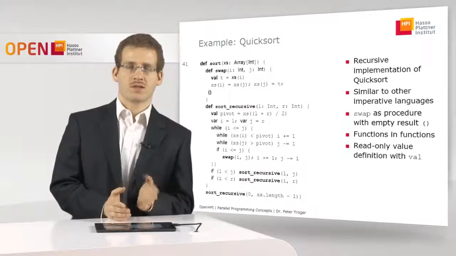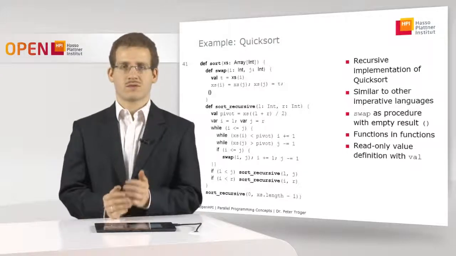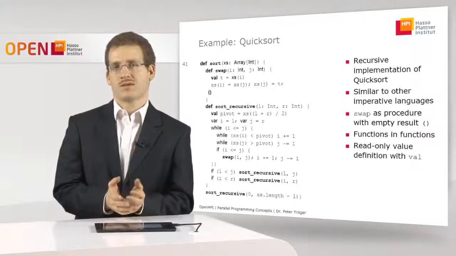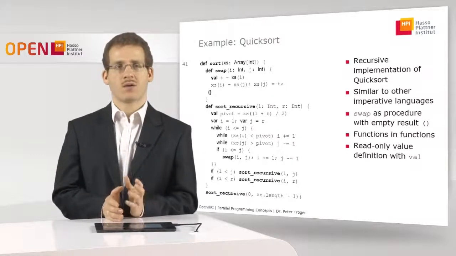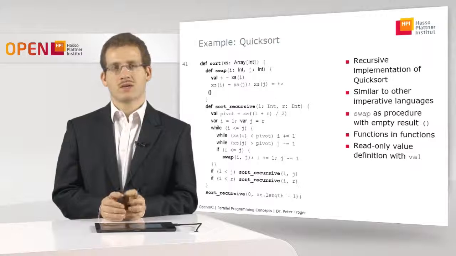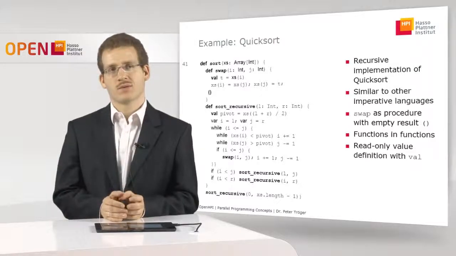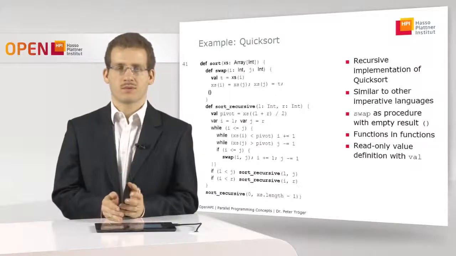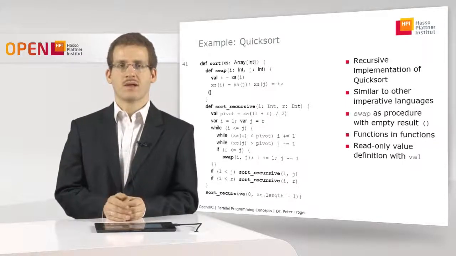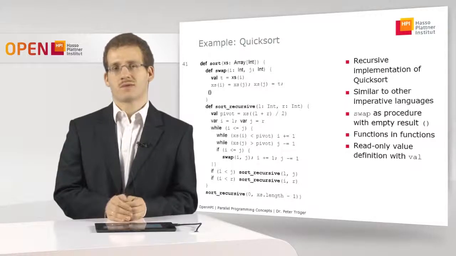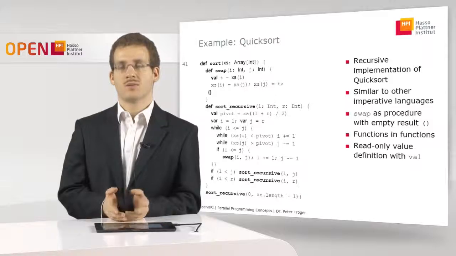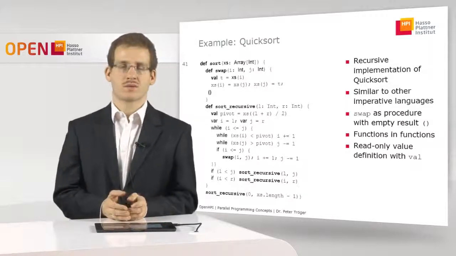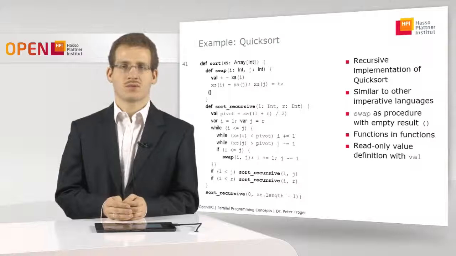The first version here is a recursive one, which is traditional style, how we would find it in other imperative languages too. So we have our sort recursive call, and our sort recursive call then performs a recursive sorting operation after the quicksort principle based on the pivot element. Some interesting points for Scala syntax are here functions in functions and the definition of immutable values with the val keyword, which is also a precondition for functional programming.